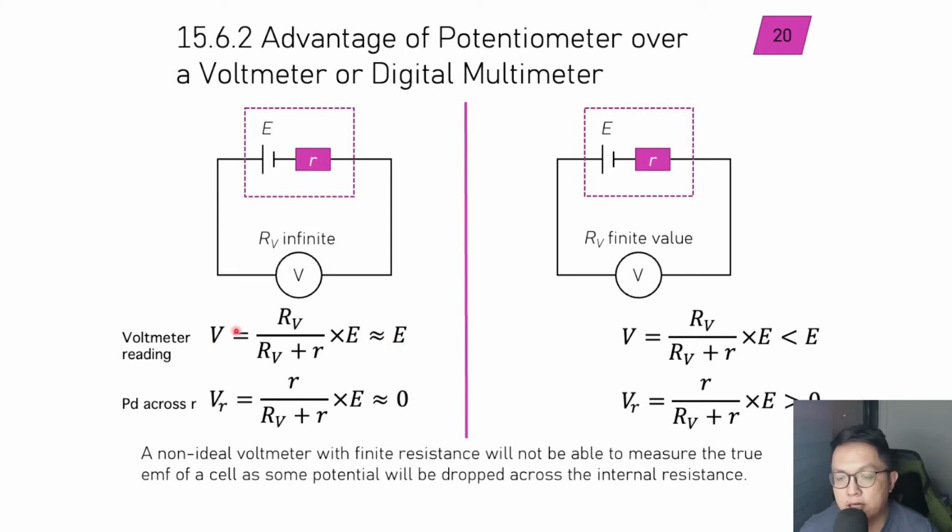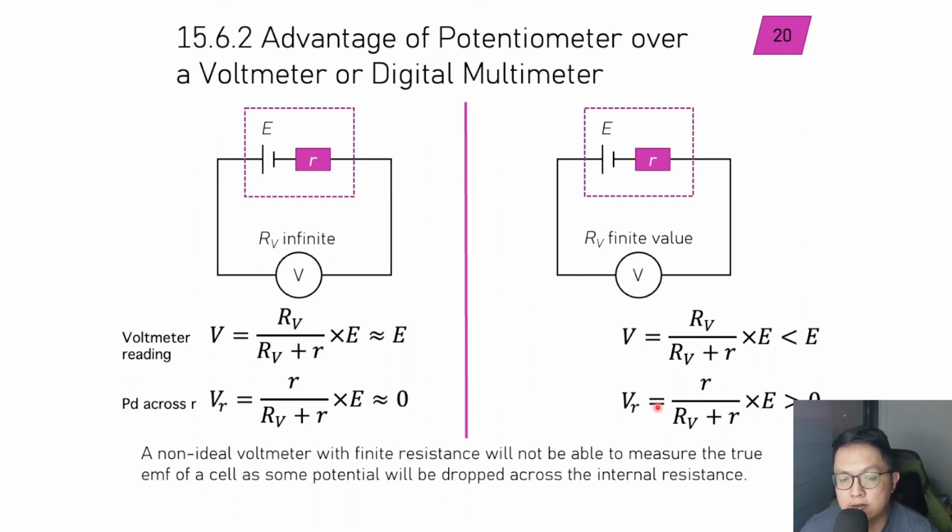Then we just double check: if we use the voltmeter to measure the potential difference across R, this is what we'll get: R over RV plus R. But because R is very, very small compared to RV, this whole expression will tend to 0. And then the problem when we're dealing with a finite resistance voltmeter: if you do it this way, we do RV over RV plus R times E. This value here is smaller than E. And then do the same for the internal resistance.